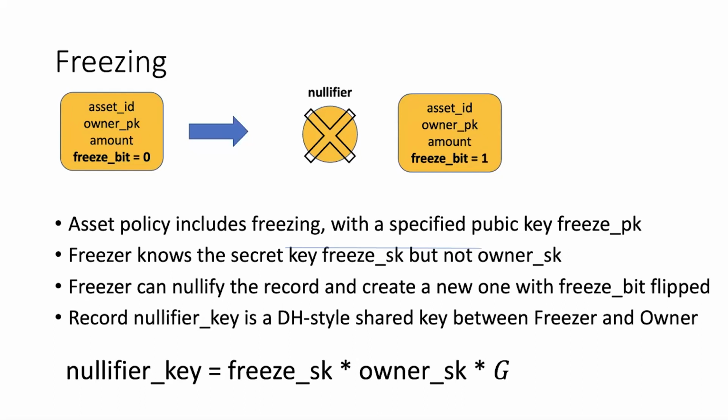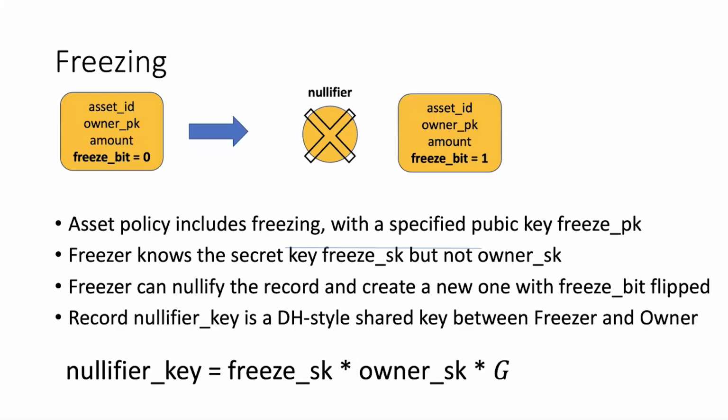Quick question on the freezer. If you're a validator and you see a freezing transaction, can you front run it by spending the record to another key that doesn't have the same freezing capabilities so that you kind of avoid it?